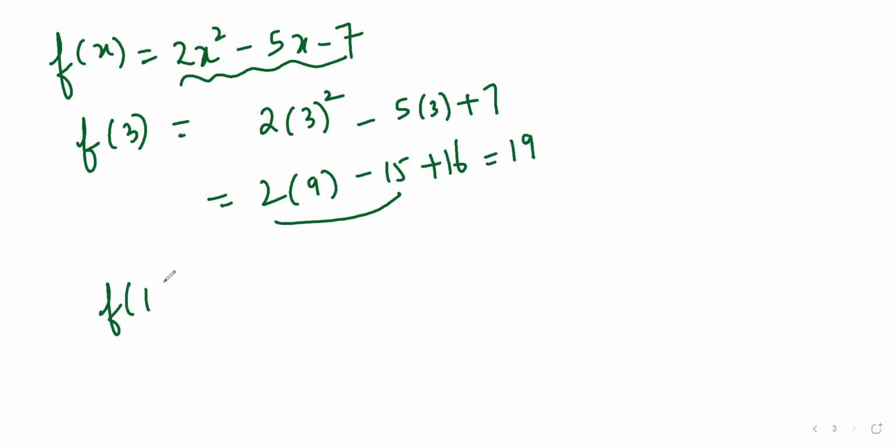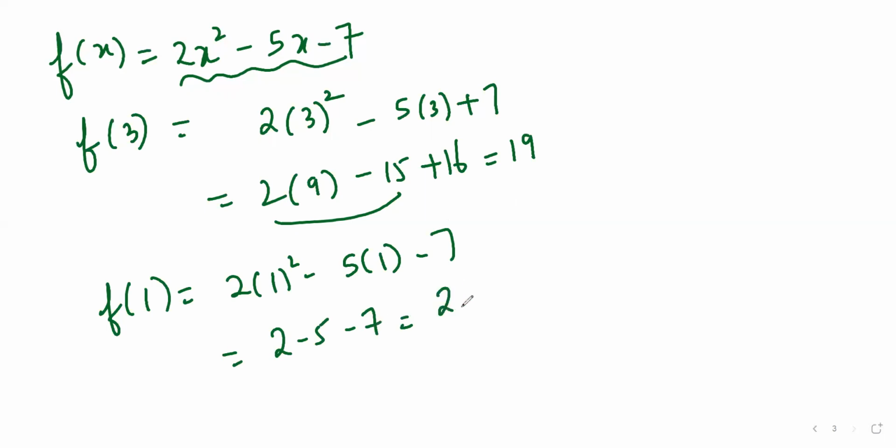Then what is f of 1? So 2 into 1 squared minus 5 into 1 plus 7. That's 2 minus 5 plus 7, which is 4. So you see, depending on the values that I assign to x, the expression gets different values. It's depending on x.